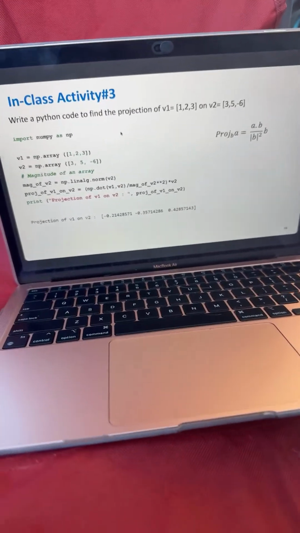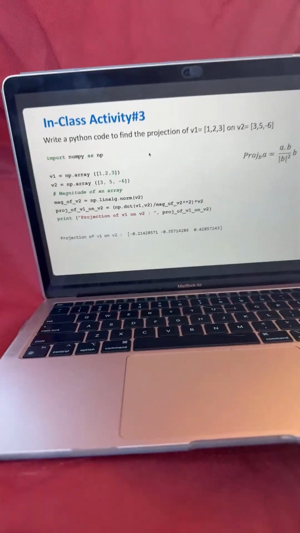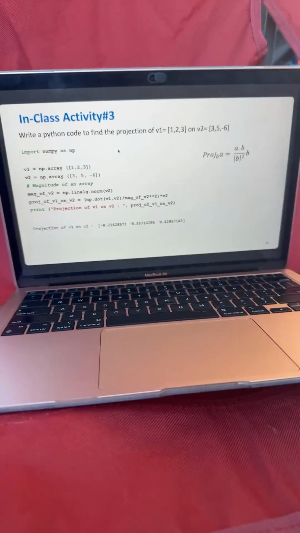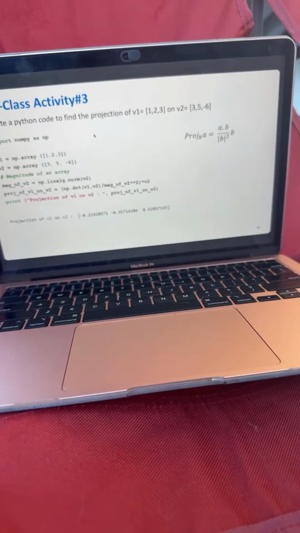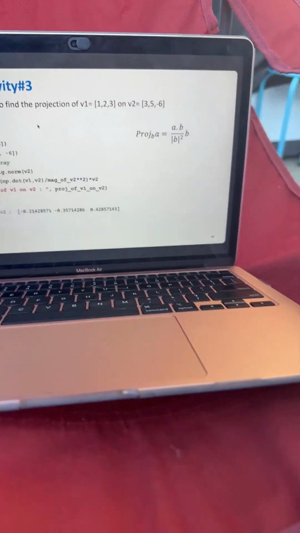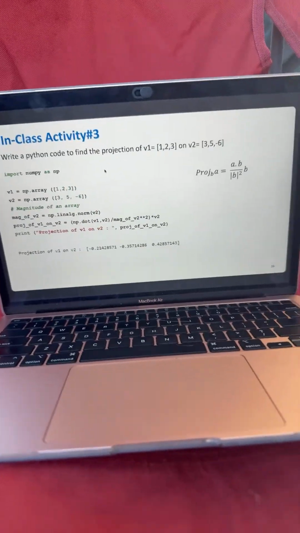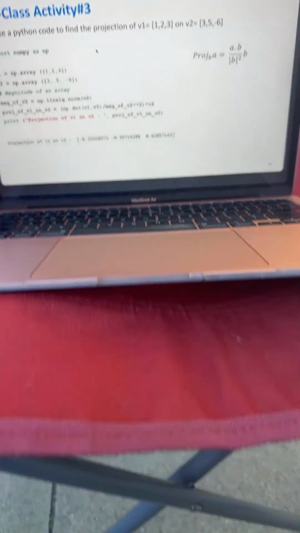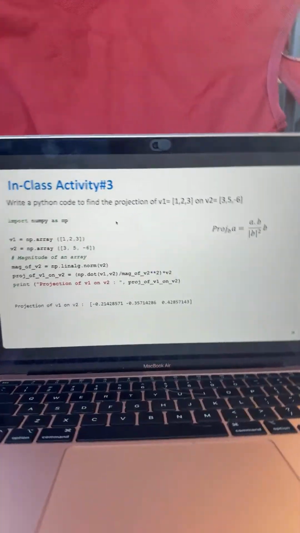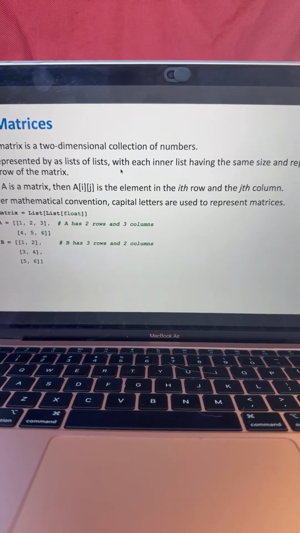And the magnitude of the array is np.linalg.norm, right? So that's what we went over before. That's pretty straightforward. You put that on the bottom, but you also have to square it. So put that on the bottom, square it. Multiply it with vector 2. Why, what is vector 2 here? Vector 2 is b. And then the np.dot is the dot product of the beginning. And that's your answer. So matrices is a two-dimensional thing.